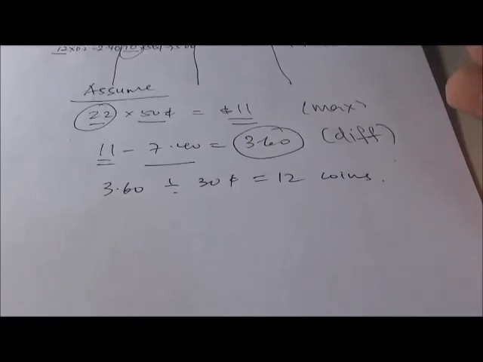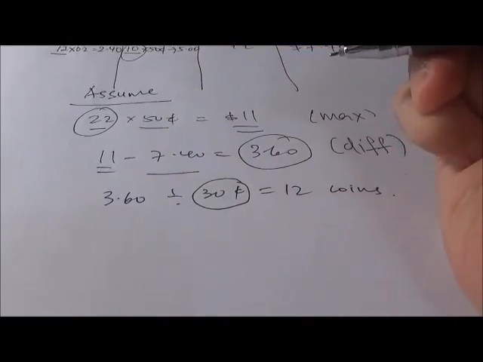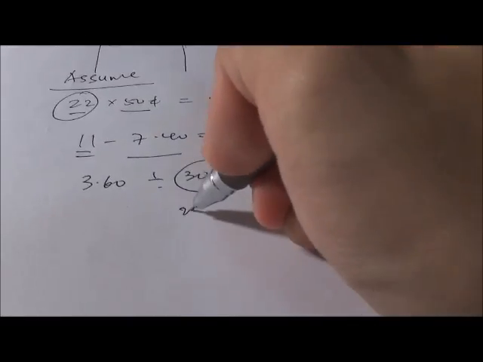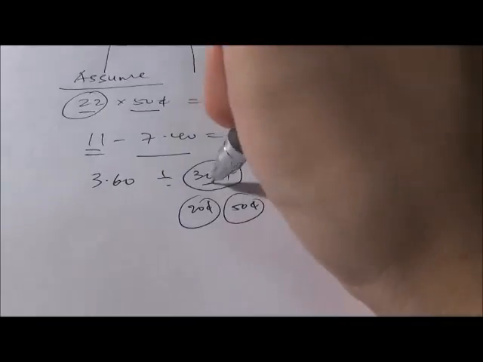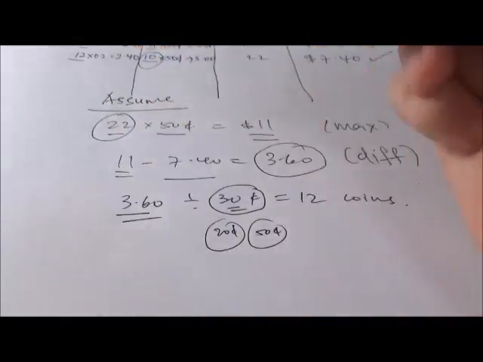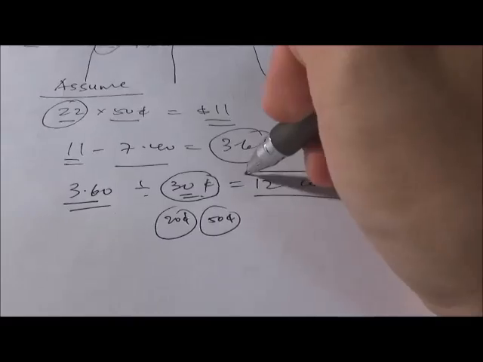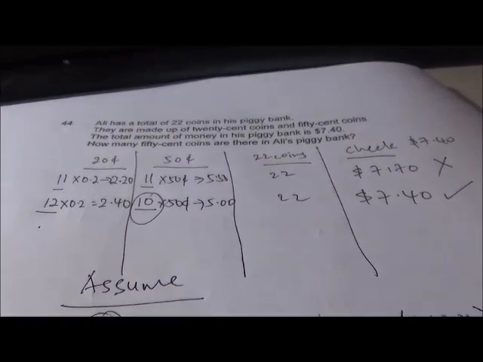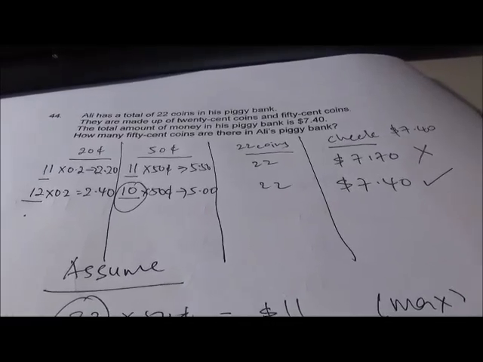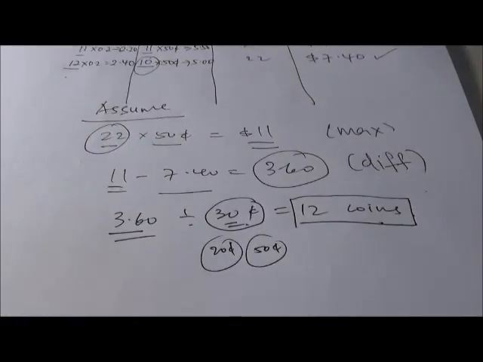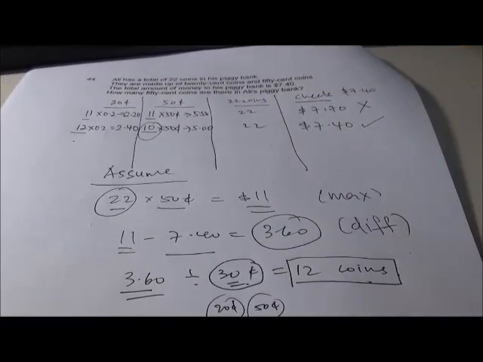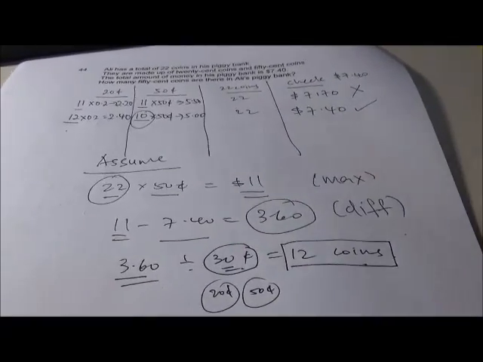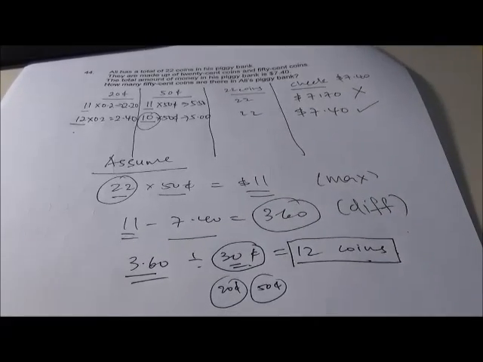Okay, that's the difference. How did I get this 30 cents? We have 20 cent coins and we have 50 cent coins in the piggy bank. What's the difference between them? 30 cents. So we take 360 divided by 30, we get 12 coins. These 12 coins are actually 12 20 cent coins. And that's how you can get your answer of 10 50 cent coins also using the method of assumption. So there are two different methods for you to choose, but you must always double check, okay, and see which method is correct.